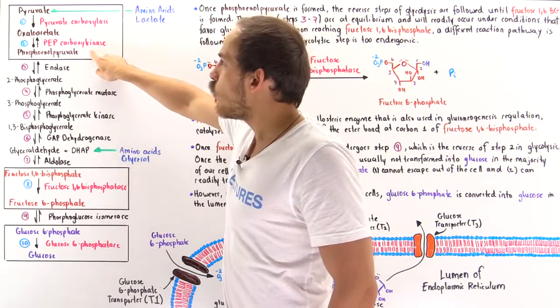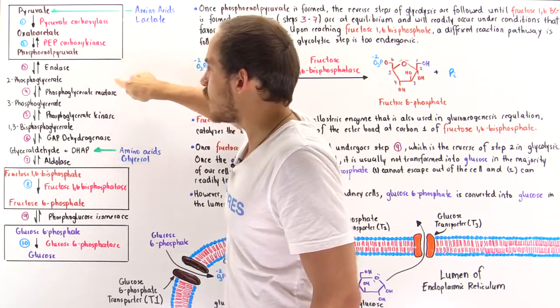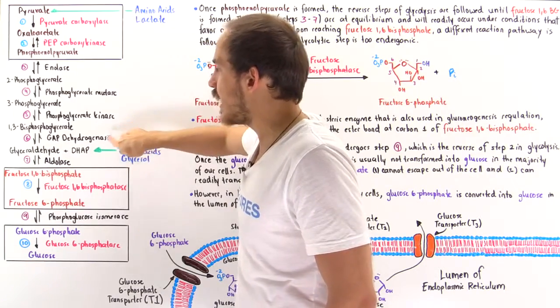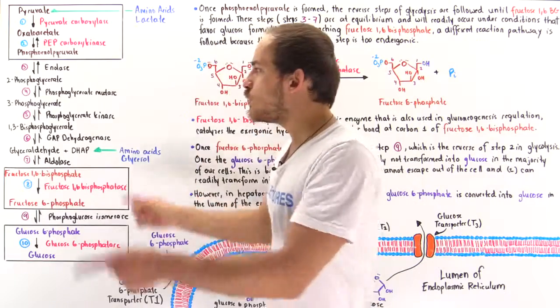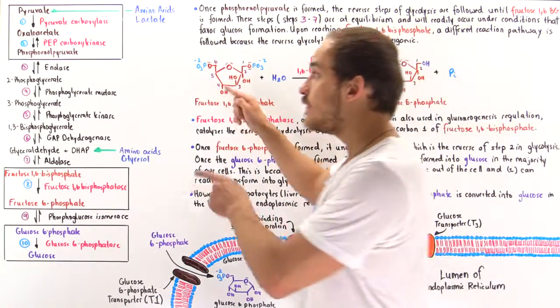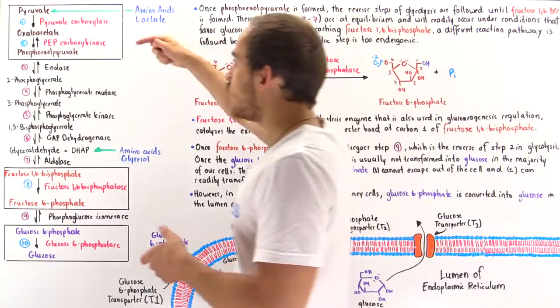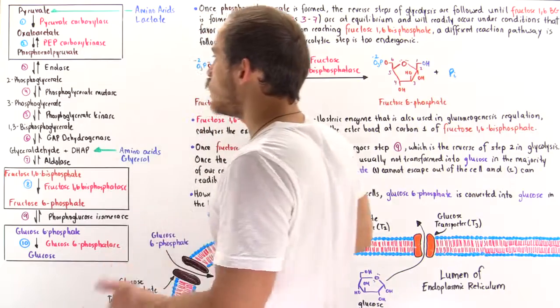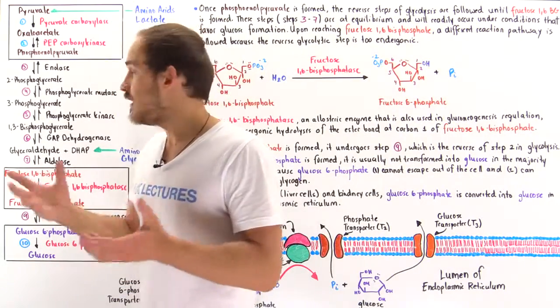Once we form the phosphoenol pyruvate, we follow step 3, step 4, step 5, step 6, and step 7. All these steps are the reverse of the steps we saw in glycolysis, and they even use the same exact types of enzymes. So phosphoenol pyruvate is transformed into 2-phosphoglycerate by the activity of enolase.